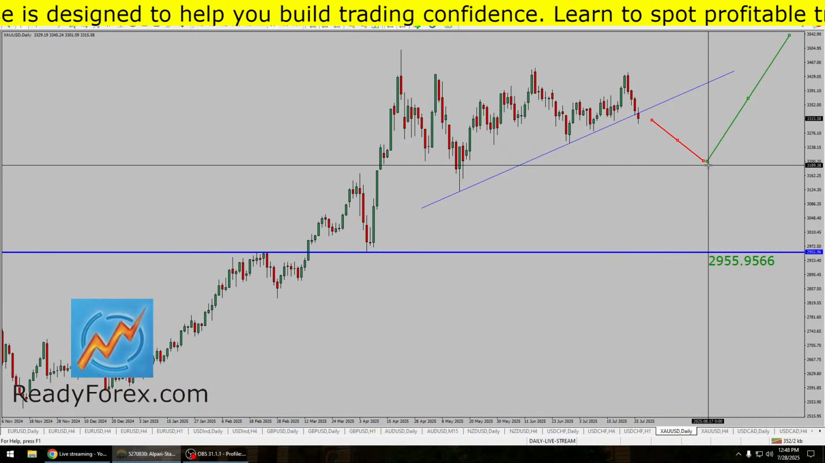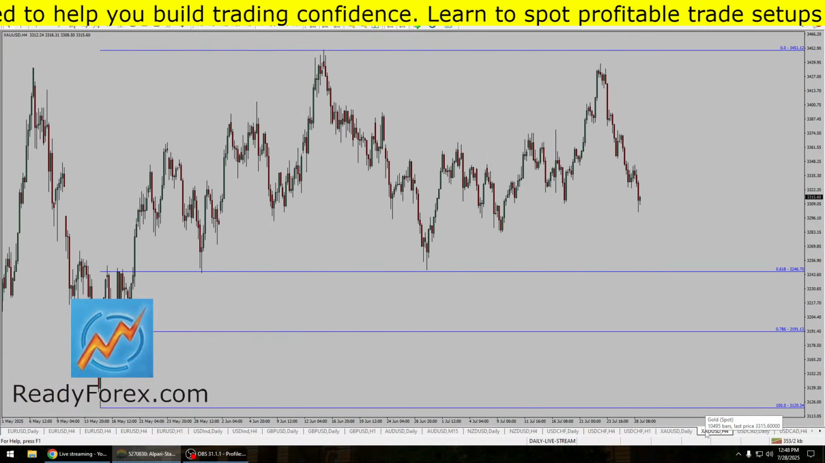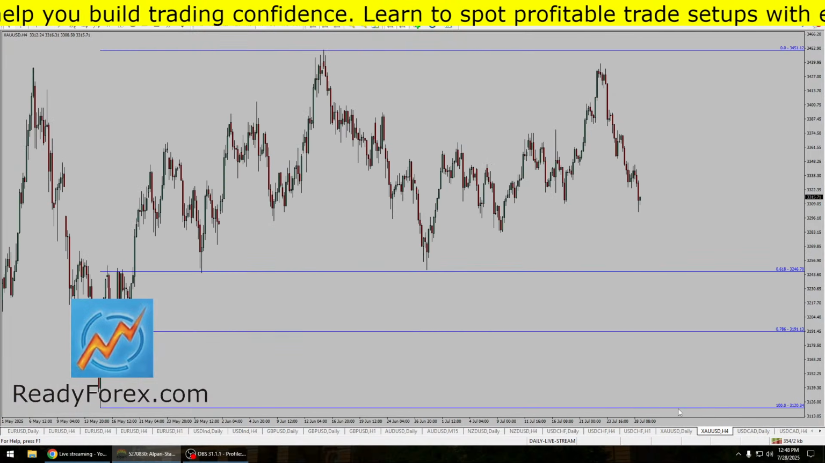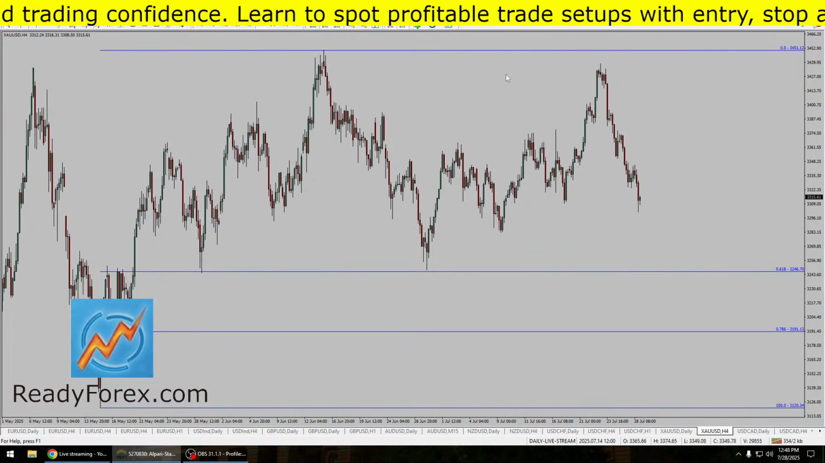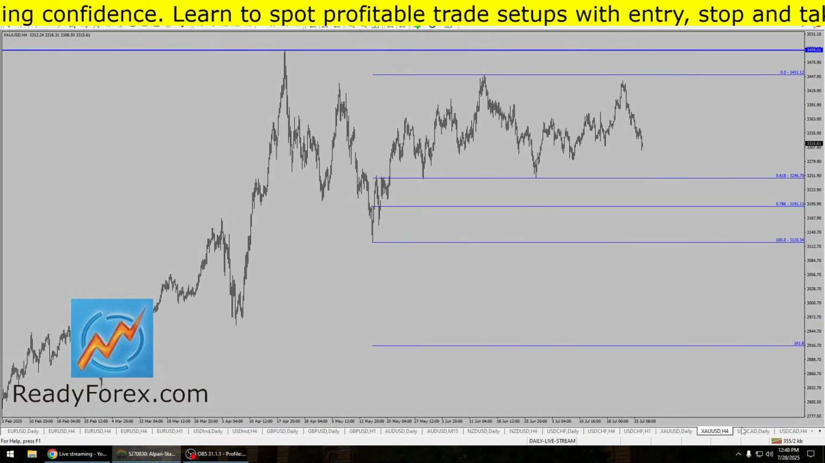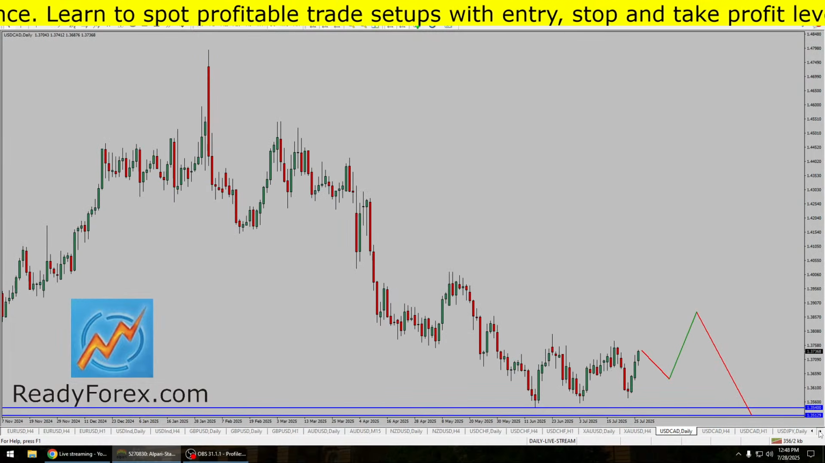From these lows, price action is going to rise back up one more time. If you check out the 4-hour time frame, it actually looks bearish. Price action is stepping down, and the way I see it, the market is probably going to drop a little bit more. Next one is the USD-CAD currency pair.